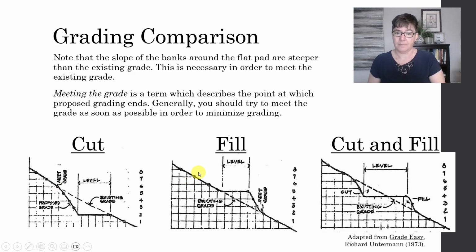So in the fill case, you meet the grade right here, and here is that steeper slope. In this cut and fill combo, we have 2 points. We meet the grade right here, and then we meet it right here. And remember that steeper, modified slope: in our course, we're going to use a slope of 1 and 3.